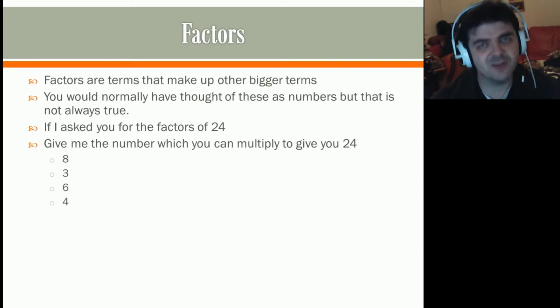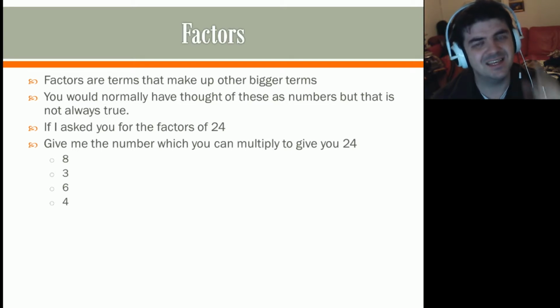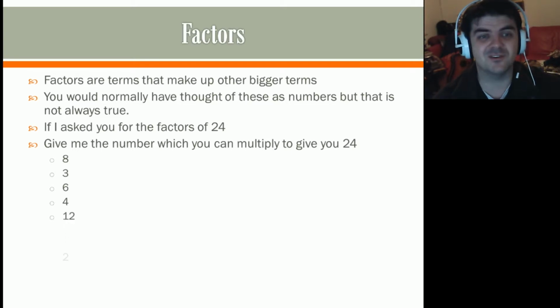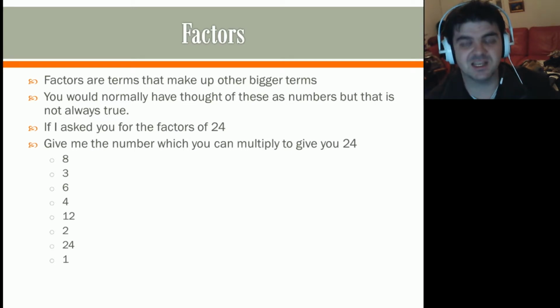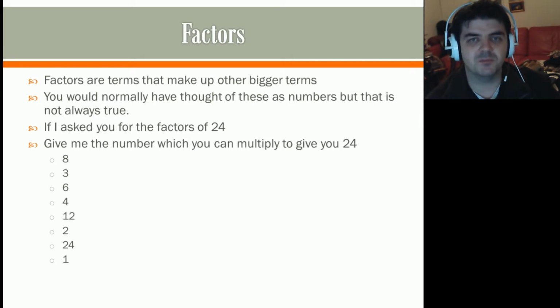If you said 364 and 19, you'd have been wrong. But if you'd said 12 and 2, you'd have been right. And the ones that everybody forgets, 24 and 1, you'd have been right as well. Okay? Hopefully you all got those, but that's classically how we made our factors before.